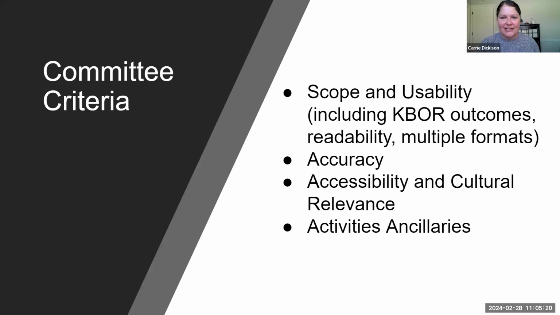The committee charged us with several criteria, including scope and usability, specifically looking at OER that met the KBOR outcomes, and also thinking about readability, multiple formats, and accuracy, which for us was not as important as it might be for other fields. As people who teach composition, our focus is less on mastering specific information than on improving writing practices. We're also looking at accessibility and cultural relevance.